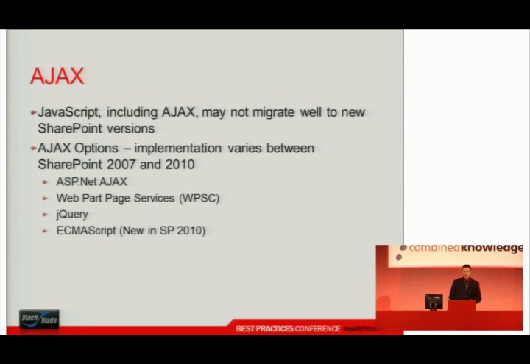Right? Of all of the various ways that we can use Ajax in our applications, ASP.NET Ajax tends to migrate more or less well, with the caveat that you have to make sure that the ASP.NET Ajax runtime is deployed on the SharePoint 2007 platform using .NET 3.5. With .NET 2.0, there are a lot of inconsistencies between the initial implementation of ASP.NET Ajax and the 3.5 implementation, which SharePoint 2010 uses.